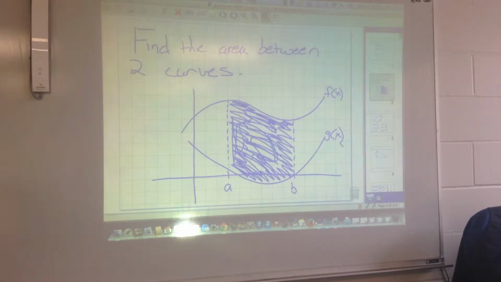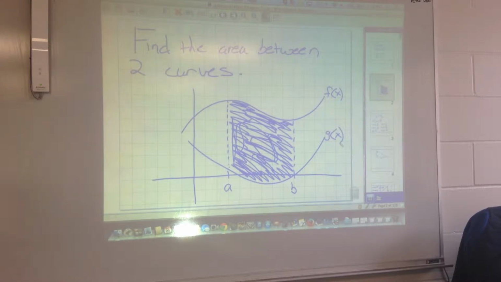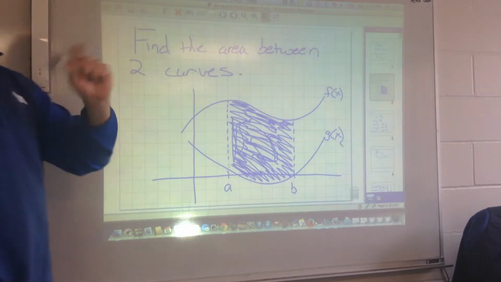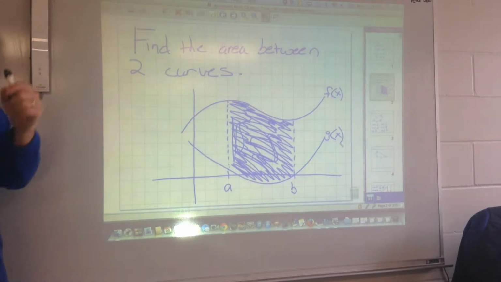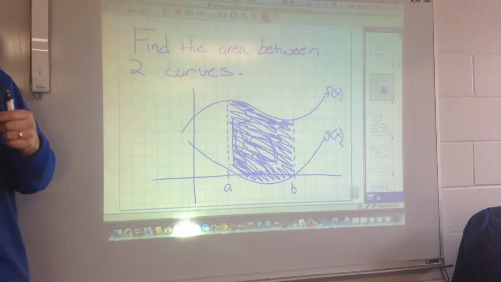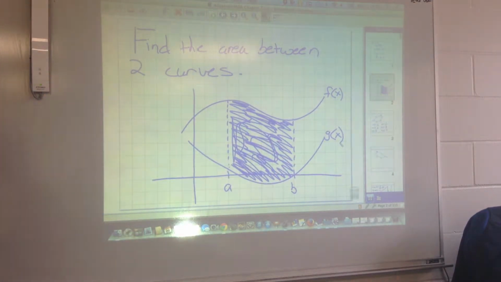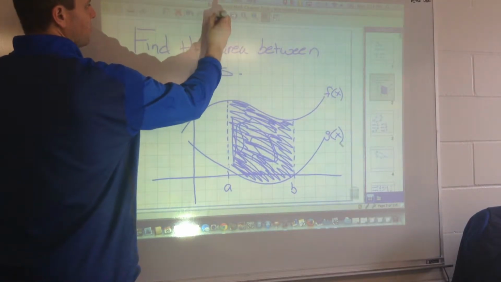In order to find the area between the curves from A to B, what you can do is subtract the two areas from one another. You can find the area under the curve of f of x from A to B and subtract the area under the curve of g of x from A to B to figure out the area between the two of them. Let me give you another little picture.